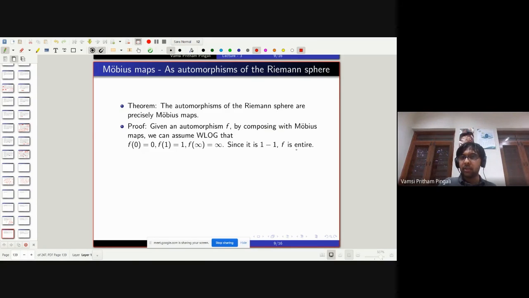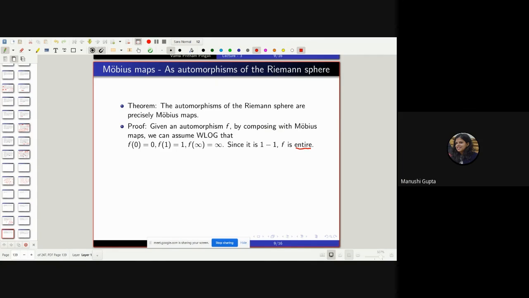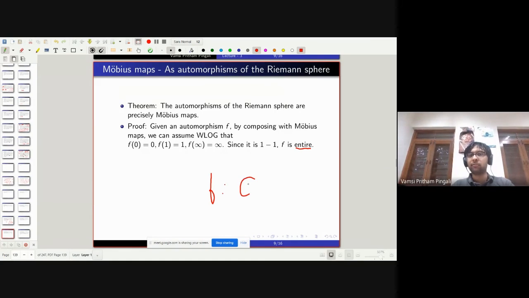First of all, what is the meaning of an entire function? I hope you've seen this terminology. Yes, it is complex potential everywhere. So f is a holomorphic function on the entire complex plane. It has no singularities whatsoever.